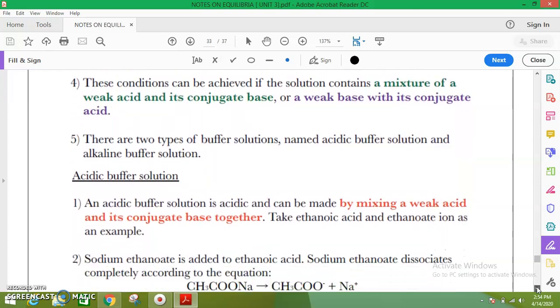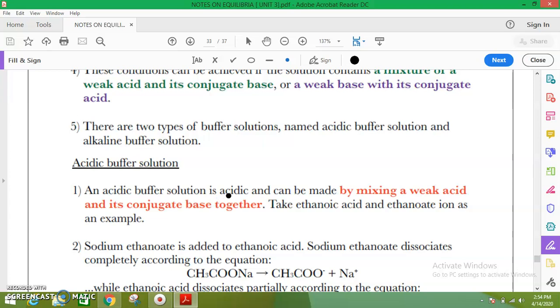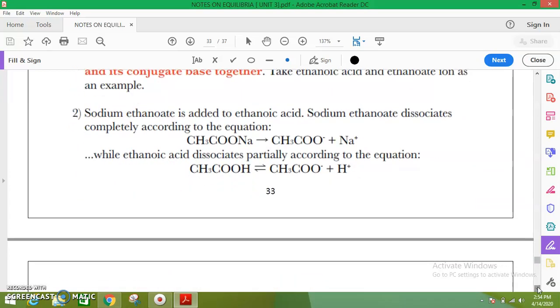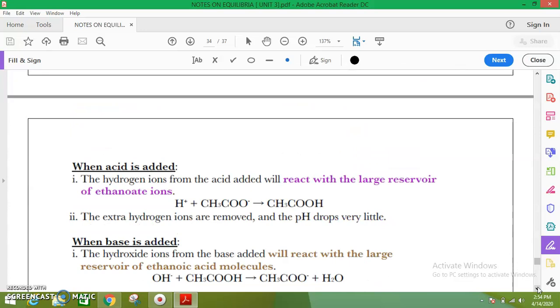Now what is an acidic buffer? An acidic buffer solution is acidic and can be made by mixing a weak acid and its conjugate base together. For example, CH3COOH, ethanoic acid, is a weak acid, and the ethanoate ion is its conjugate base. So when you mix a weak acid and its conjugate base, this type of buffer is called an acidic buffer. First let me finish this one.